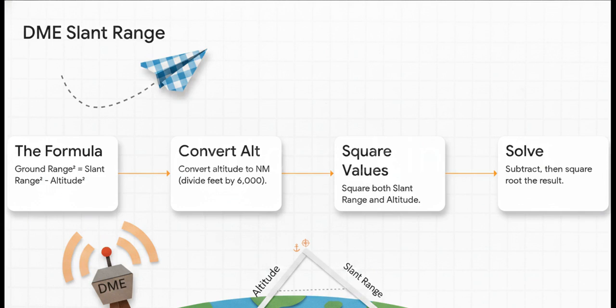Let's say you're cruising at 36,000 feet and your DME reads a 10 nautical mile slant range. First up, divide 36,000 feet by 6,000 to get 6 nautical miles of altitude. Now apply Pythagoras. 10 squared is 100, 6 squared is 36. 100 minus 36 is 64. The square root of 64 gives you exactly 8 nautical miles of true horizontal ground distance.